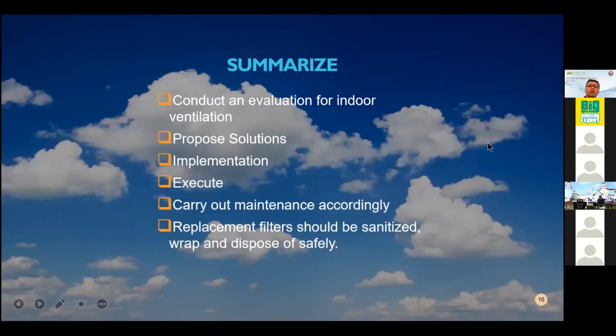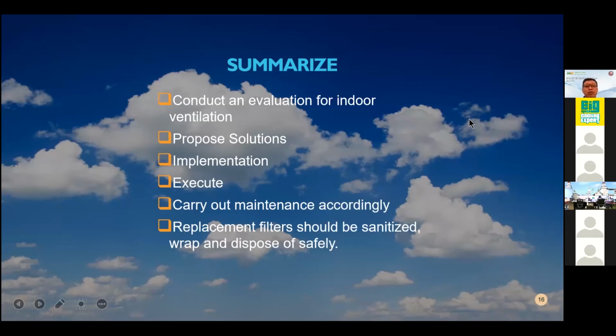Okay, so we summarize now the topic that we have brought up. This is just only a sharing, okay? So conduct and evaluate the indoor air ventilation or IAQ. Propose a solution. After conducting, of course you have the report, now we study, then we come up with a solution. Then we will implement. After implementing, when everyone agrees, then we will execute. Then, not to forget, carry out maintenance accordingly.